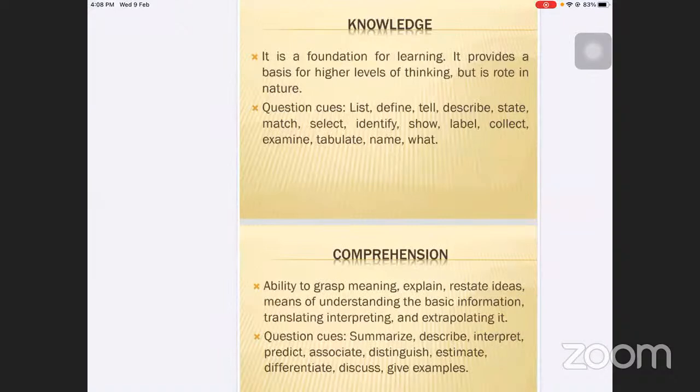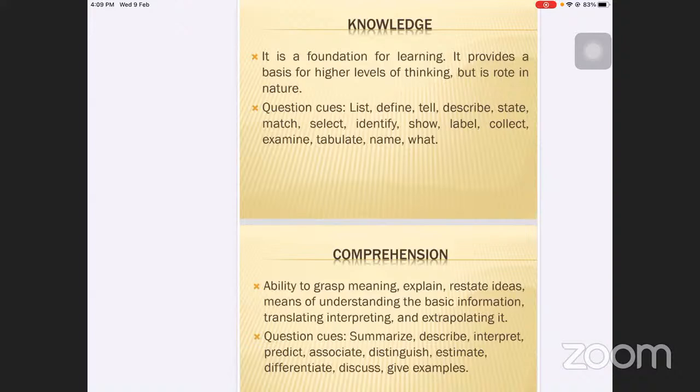Whenever you want to ask a question in the classroom related to knowledge, to check the knowledge, you may use these words. List the following words. List the following items. List the following dates in chronological order. So this is the question cue that starts a question related to knowledge.